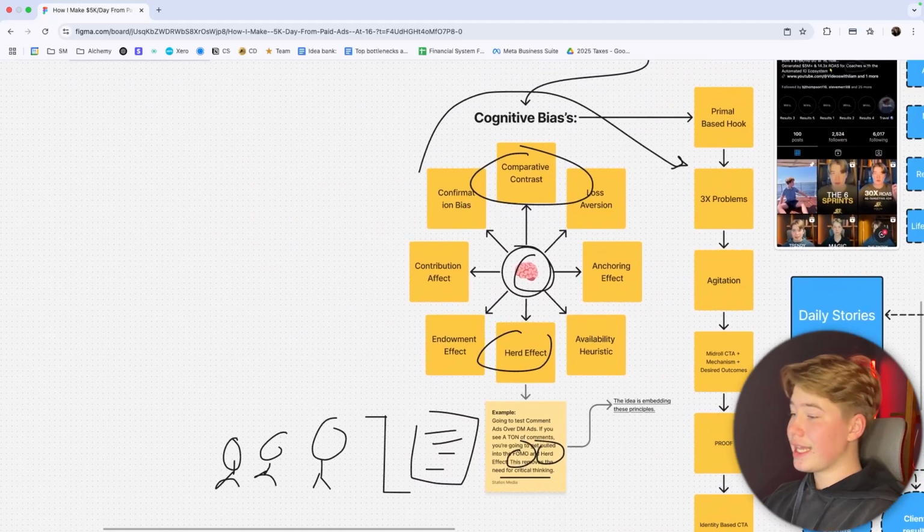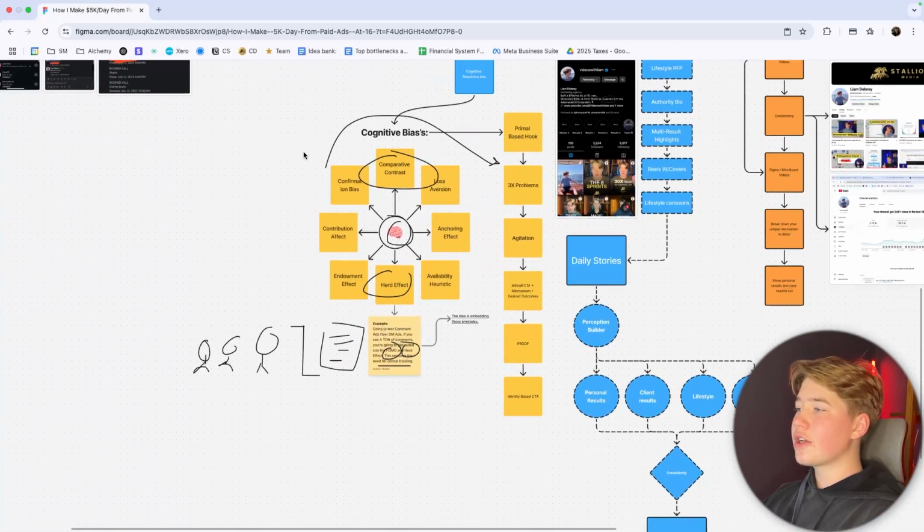Anyone watching, test this out. Let me know how it goes. I think personally it's going to do really well. The whole idea is using these cognitive biases, and there are many more, in your ad. So embed them into your ad.